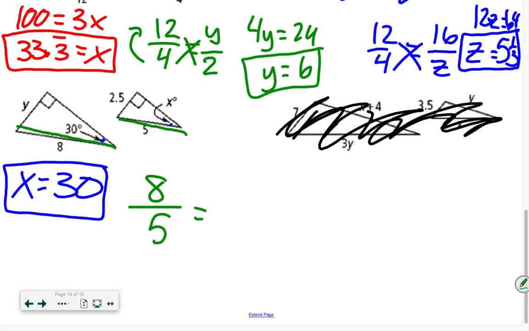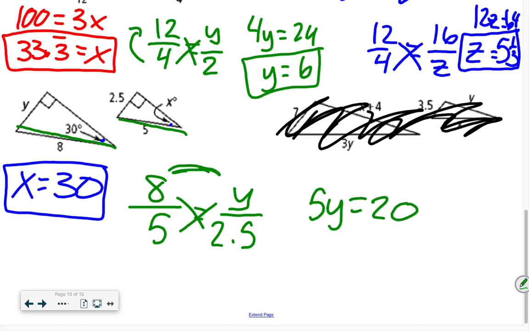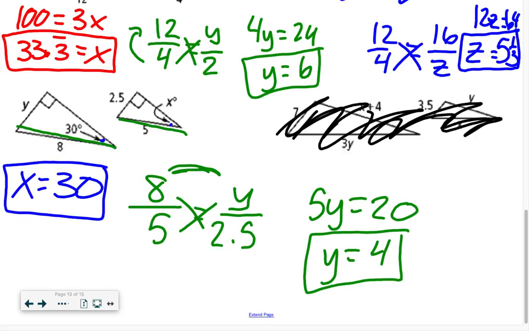Where does the y go, on the top or bottom? Top. These two go together. They're from the same triangle. What goes on the bottom of y? 2.5. How should I solve? Cross multiply. 5y equals 20. How big is y? 4. Okay, questions there? That was easy.